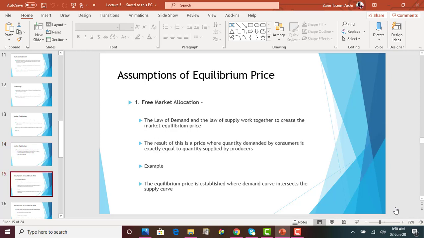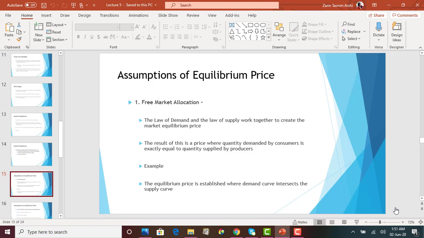Okay, so free market allocation. In a free market society, the law of demand, which says that price and quantity demanded are inversely related, and the law of supply, which says that price and quantity supplied are positively related, interact with one another to determine the equilibrium output and equilibrium price. The result is a price where the quantity demanded by consumers is exactly equal to the quantity supplied by producers, and the equilibrium price is established where the demand curve intersects the supply curve.